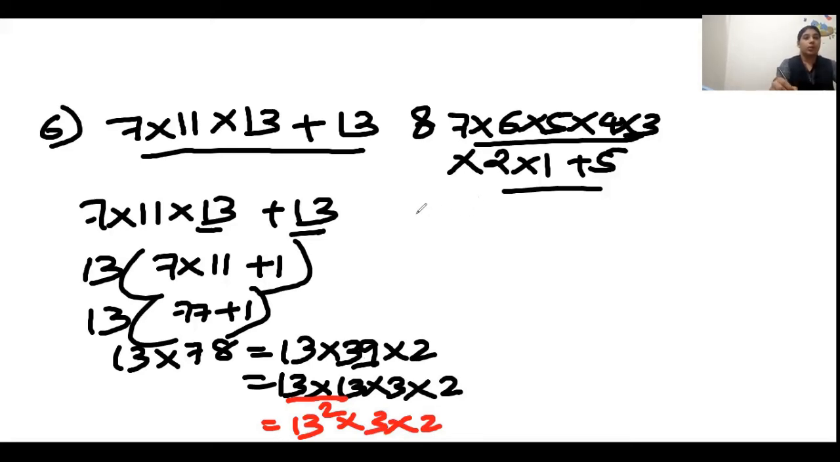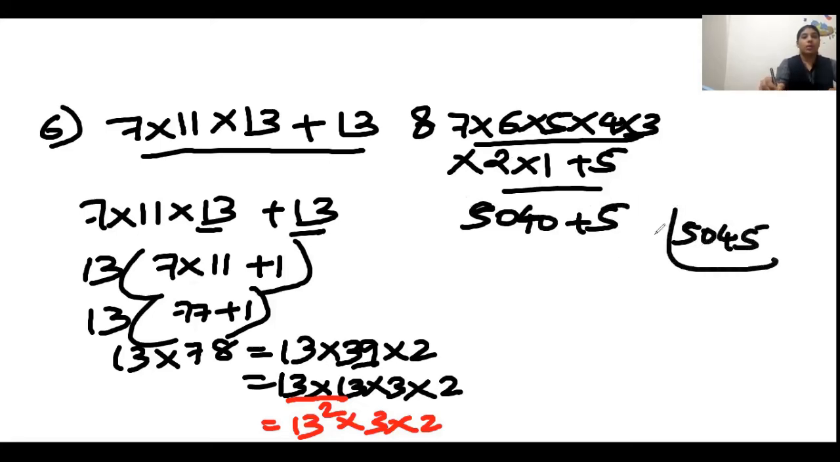Next, 7 into 6 into 5 into 4 into 3 into 2 into 1. We know that it is 7 factorial. What is actually the value of 7 factorial? 1, 2, 2 threes are 6, 24, then 120, then 120 into 6 is 720, then into 7 will be 5040. And 5040, then this is plus 5, so it will be 5045.